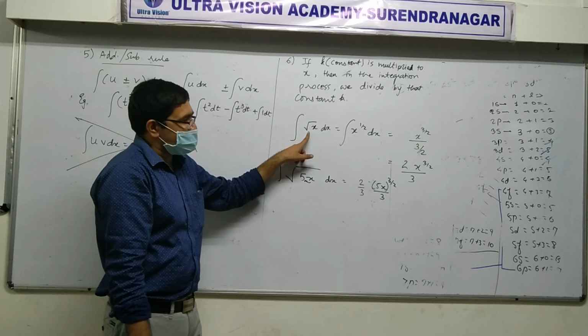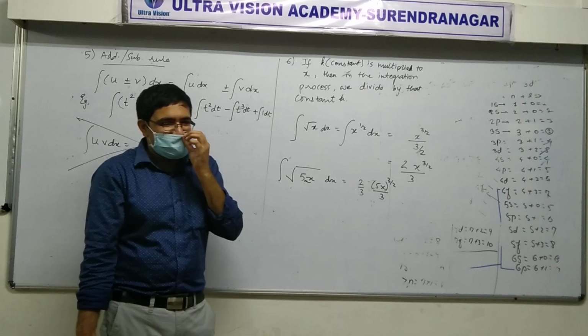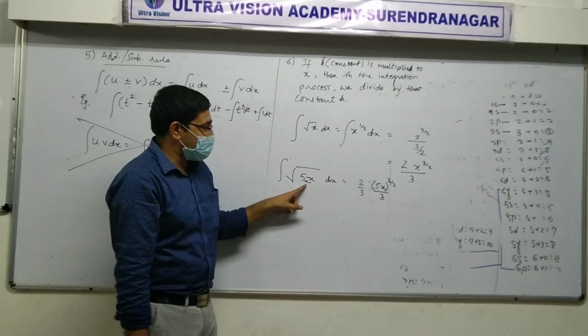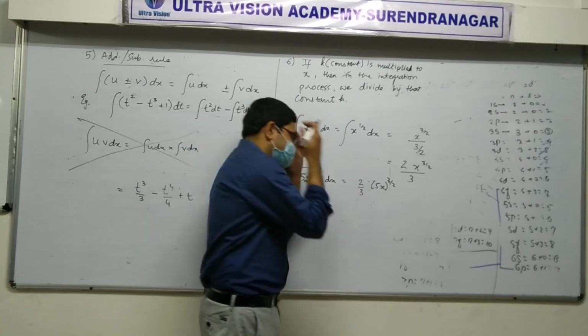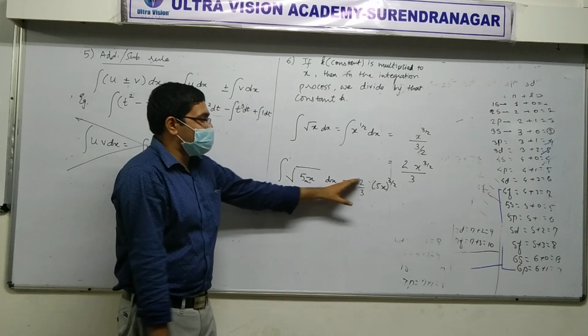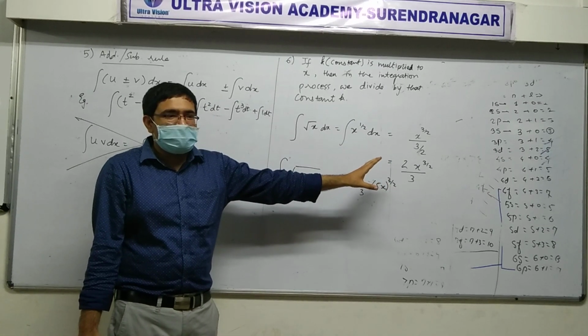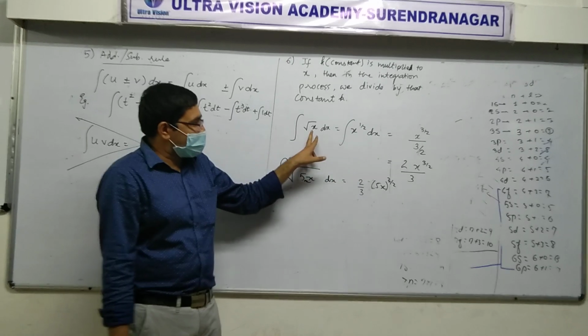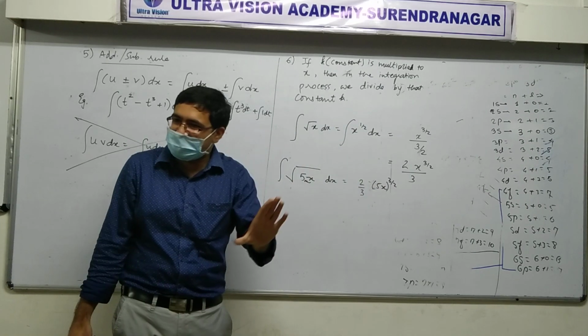If it's x here, then you get 2 by 3 x raised to 3 by 2. Correct or not? Yes. Just like that, if it's root 5x here, then you will get 2 by 3, 5x raised to 3 by 2. Did you understand? Instead of x, there is 5x. That's the whole thing. Replace x by 5x. That's all we have done.